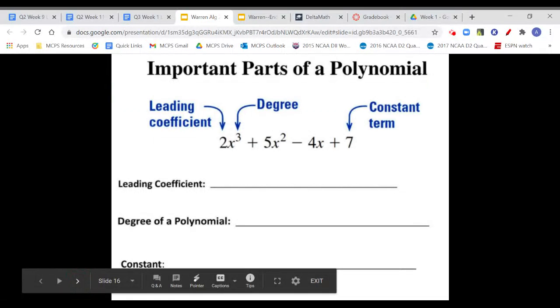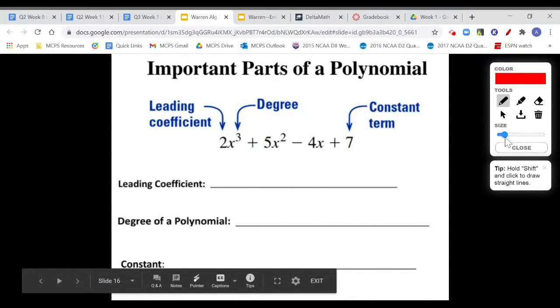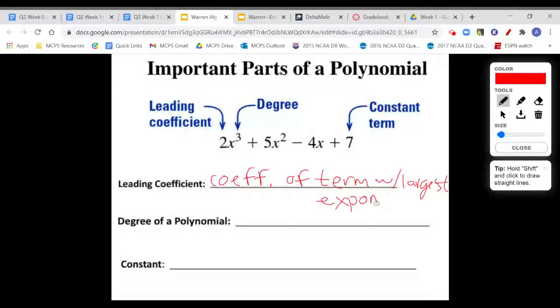Now looking at important parts of a polynomial. So first we have a leading coefficient. What is that? That is the coefficient, right? So the number being multiplied out in front. That's a coefficient. The coefficient of the term with the largest exponent. Okay. So here in this example, my leading coefficient is 2 because if I look at all these terms, I see this is written in standard form. So 2x to the third, that is the term with the largest exponent.